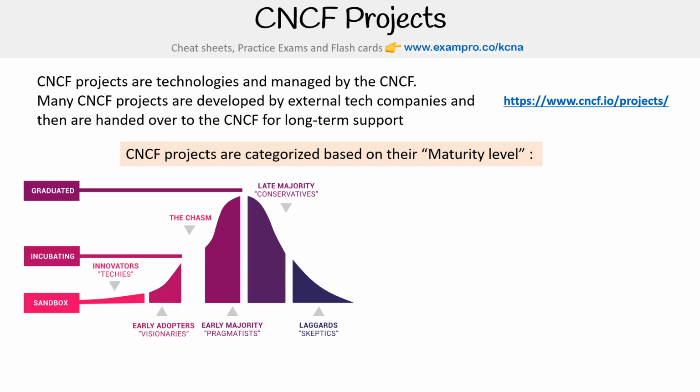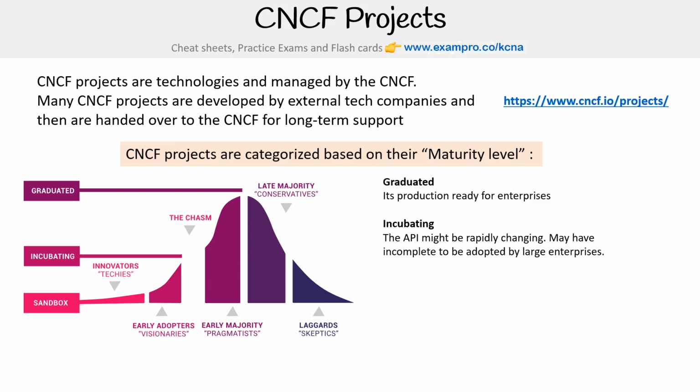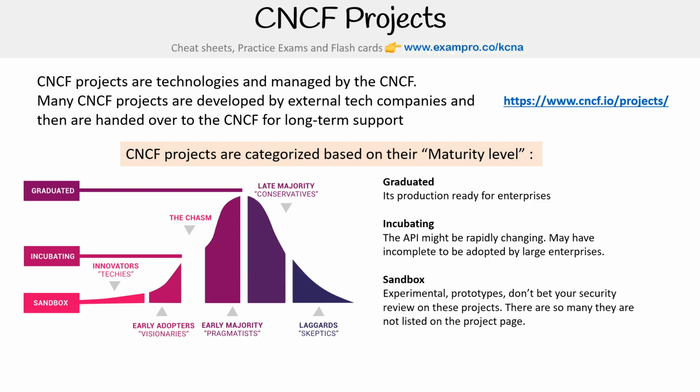So here they have this diagram that shows some information, and this is actually based off a diagram from a book. But let's go through the different categories. So we have graduated, meaning it's production ready for enterprises. Incubating, so this is where the APIs might be rapidly changing, and they may be incomplete to be adopted by large enterprises, but they are totally fine for smaller companies. Then you have sandbox, so experimental prototypes, and I would not bet that these would pass the security review.